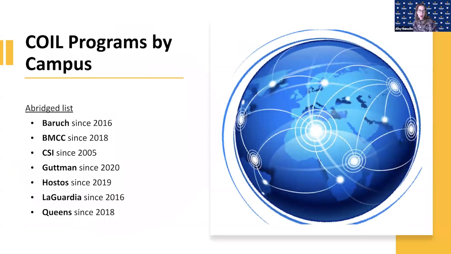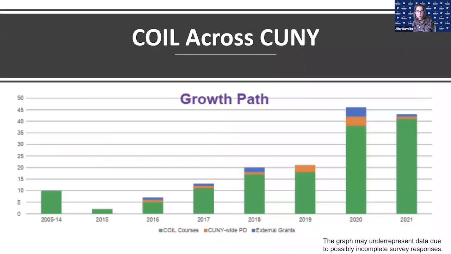So these are the COIL programs. There are more, but we just wanted to give you somewhat of a list of some of the campuses that have COIL. And so we are Guttman, I guess, since 2020, and Hostos since 2019. So the COIL across CUNY has grown pretty much. This year, not so much because of the pandemic.